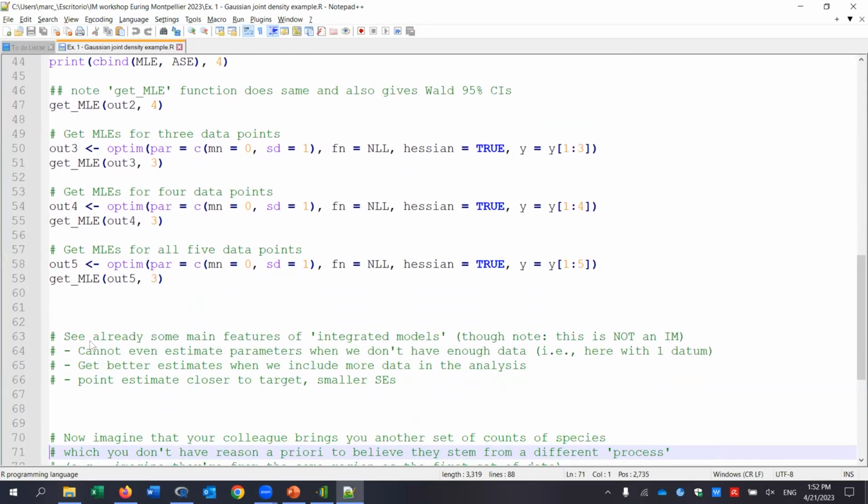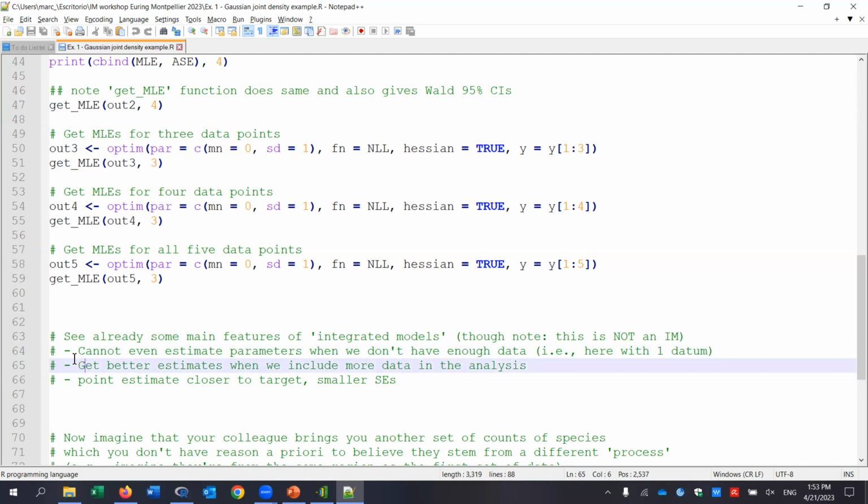So what we can see here is that we already see some of the features of an integrated model. Although this is not an integrated model, it's just a simple likelihood that we maximize, I like to see some similarities there. Here, I say that sometimes we cannot estimate parameters when we don't have enough data. In an integrated model, in contrast, it is often not the amount of data, but different kinds of data, the combination of which may then allow us to estimate the parameter which we cannot estimate with each individual data set alone. And then we get better estimates when we include more data in the analysis.